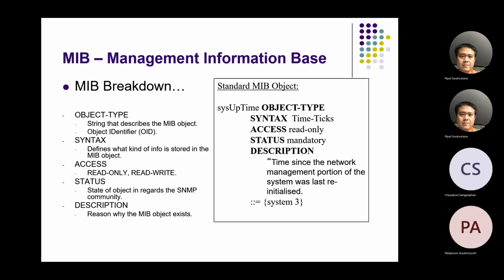Give you one more example, same breakdown. System uptime, object type, syntax time ticks, access read-only. System uptime, I don't want the user to write, right? Status mandatory. Description: time since the network management portion of the system was last booted or initialized. And the ID is after system, and the ID is 3. Now I specify the object ID. So this here is the description that I explain.